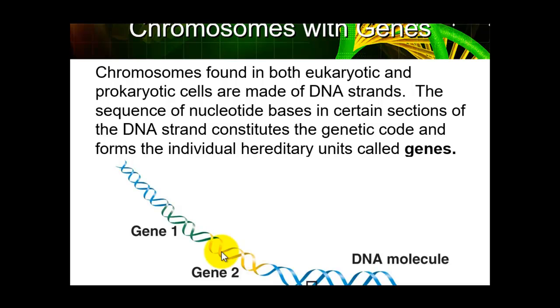Genes constitute what are called traits, and everybody has a genotype. That's the genetic code. And then a phenotype is the expression of that code or the traits that are produced as a result of having that genetic code.